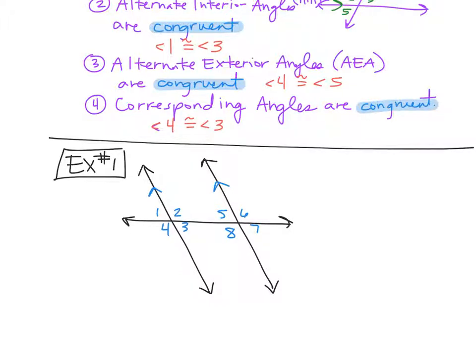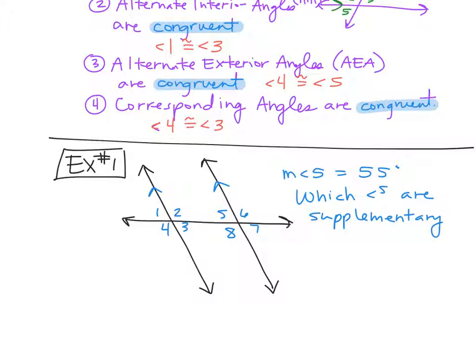Okay, first thing you should note is you do have a pair of parallel lines there, right? If the lines are parallel, then all 4 of those theorems that I just told you are true, okay? You have congruent of all the 3 different types of angles and supplementary of the same side interiors, okay? Okay, so let's say I tell you the measure of angle 5 is 55 degrees, okay? Can you tell me which angles are supplementary to angle 3?